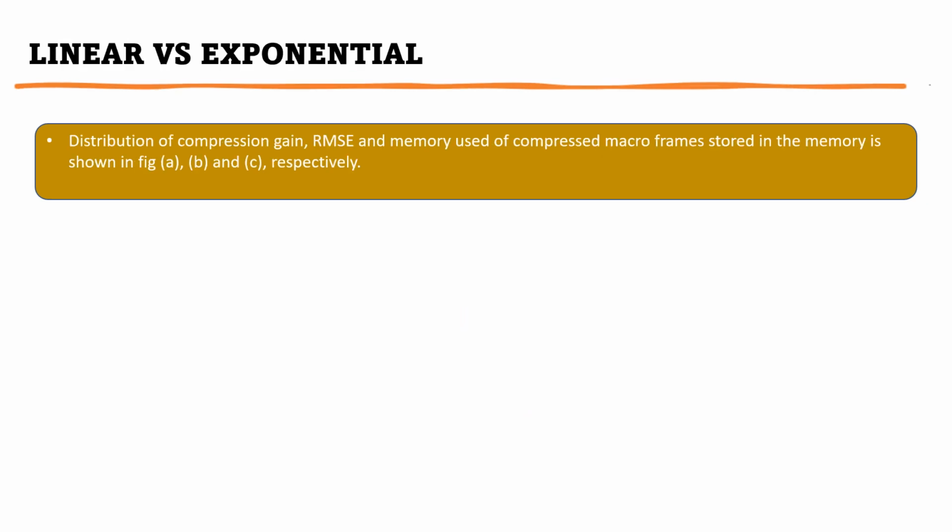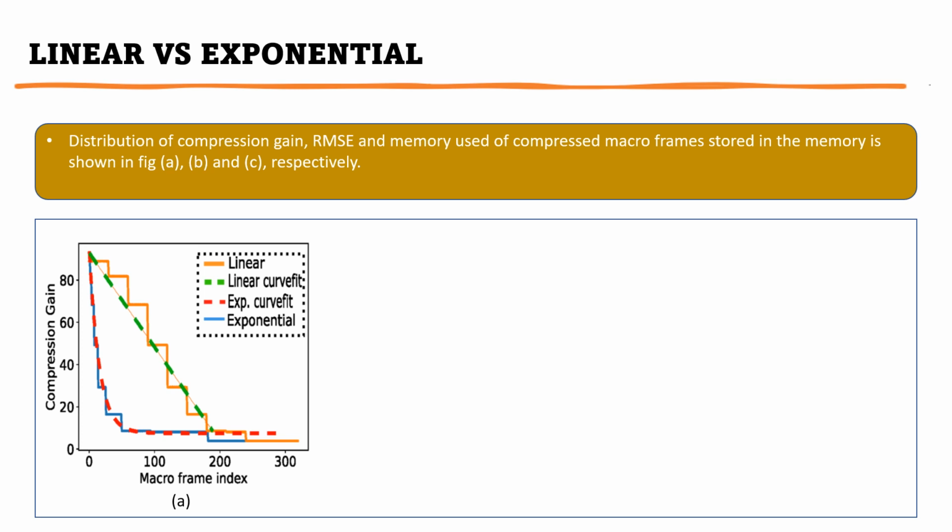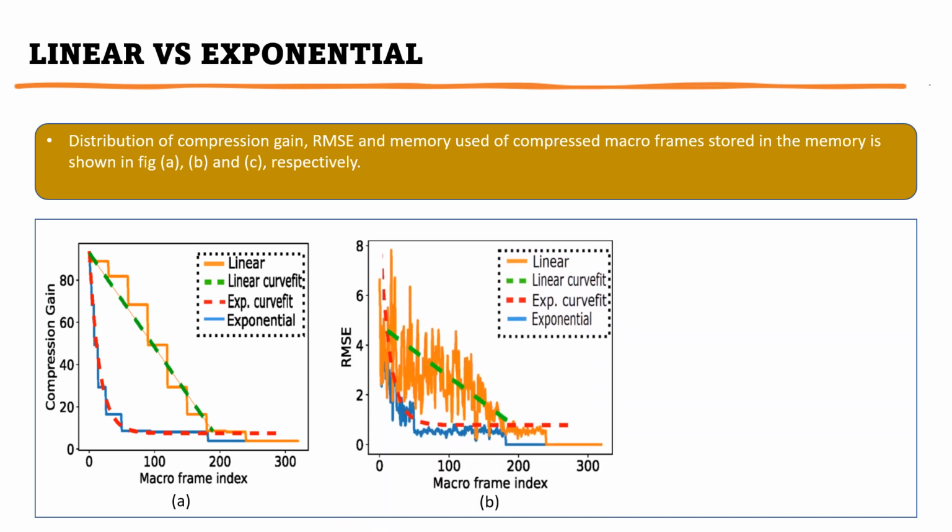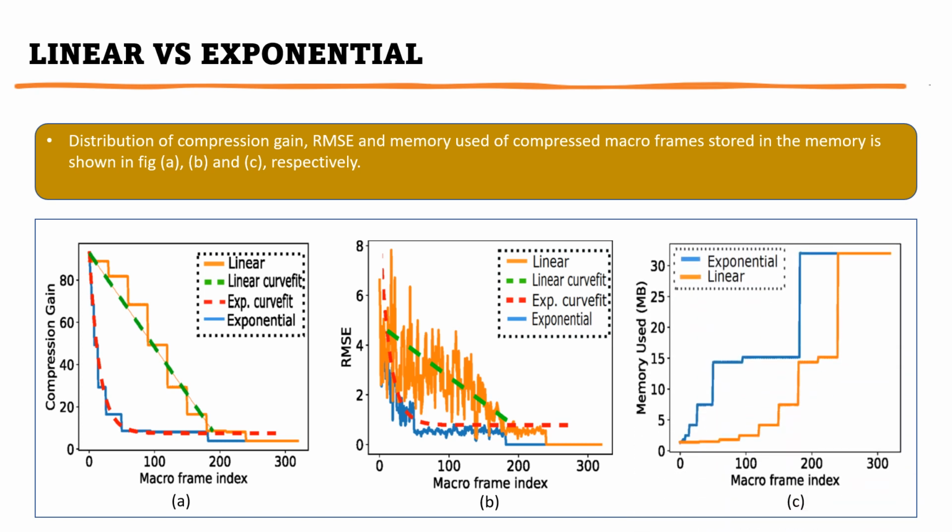For our experiments, we have used an exponential QoS function, but to demonstrate the flexibility of SmrtComp, we have shown that we could have also used a linear function as well. So this graph depicts the distribution of CG, RMSE, and memory used of compressed macro frames for different functions as a choice of QoS. Also, it can be seen that the dashed lines, that is the curve fits in figure B, clearly show the error curve is in accordance with the compression gain in figure A.